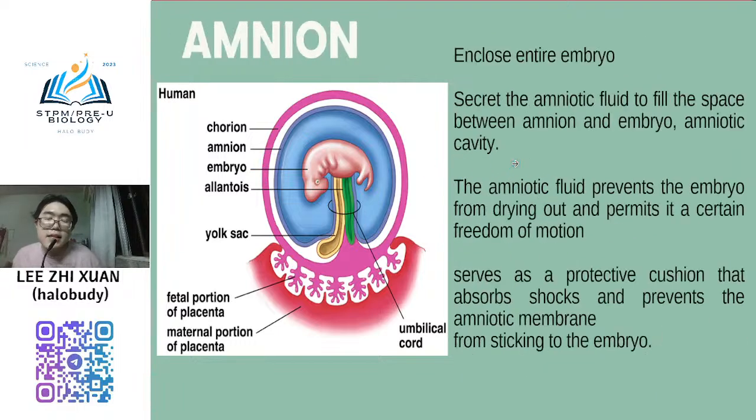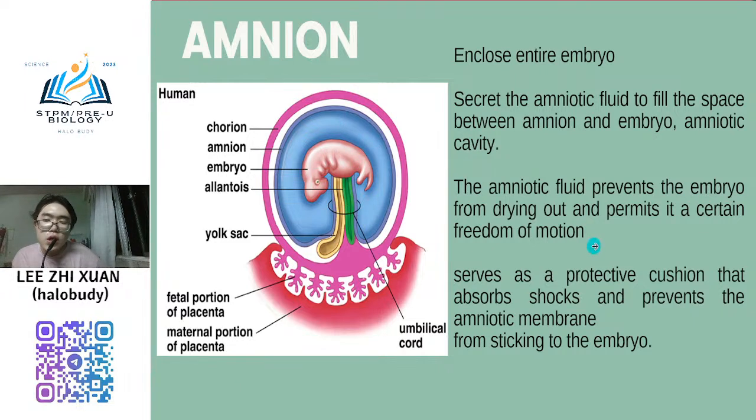Okay, next is about the amnion. Normally you see this structure, the chorion is the outermost layer that is connected to the placenta. But the amnion is this blue color one. It provides the space for the fetus for development. So normally it encloses the entire embryo. It has a key role to protect the embryo too.